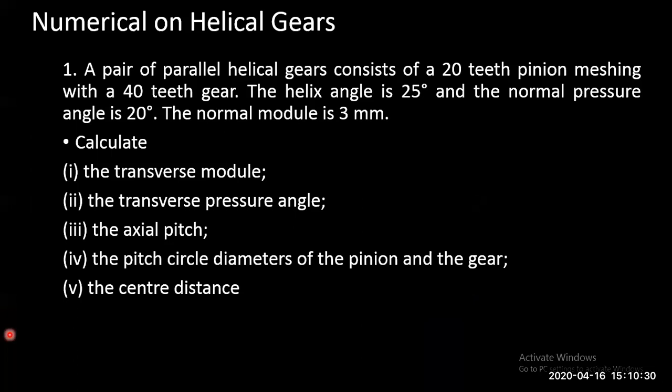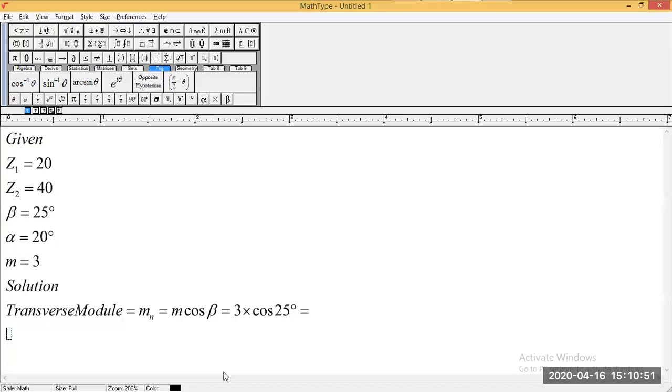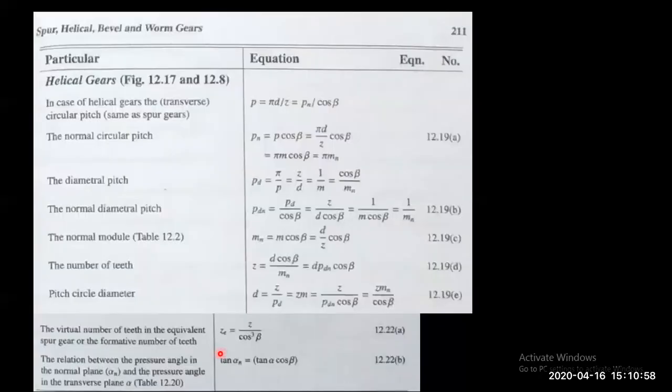Second one, transverse pressure angle. You can see here the relation between the normal and transverse pressure angle. The transverse plane is given as alpha, alpha n times cos beta, where alpha n is the normal plane. What is being asked is the transverse pressure angle.